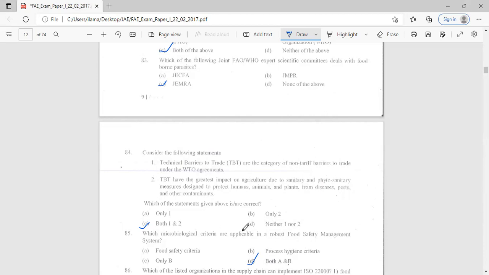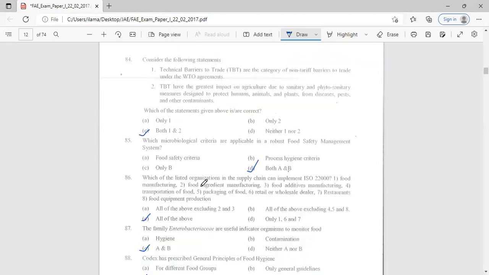Which microbial criteria are applicable in a robust food safety management system? Both food safety criteria and process hygiene criteria. Next one, the organizations in the supply chain who can implement ISO 22000 are food manufacturing, food ingredient manufacturing, food additives manufacturing, transportation, packaging, retail, wholesale dealers, restaurants, and food equipment production. All will follow ISO 22000.